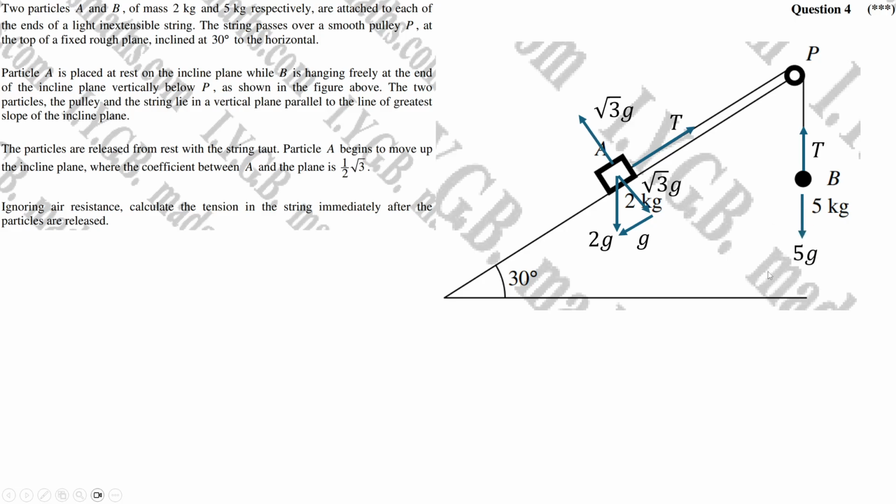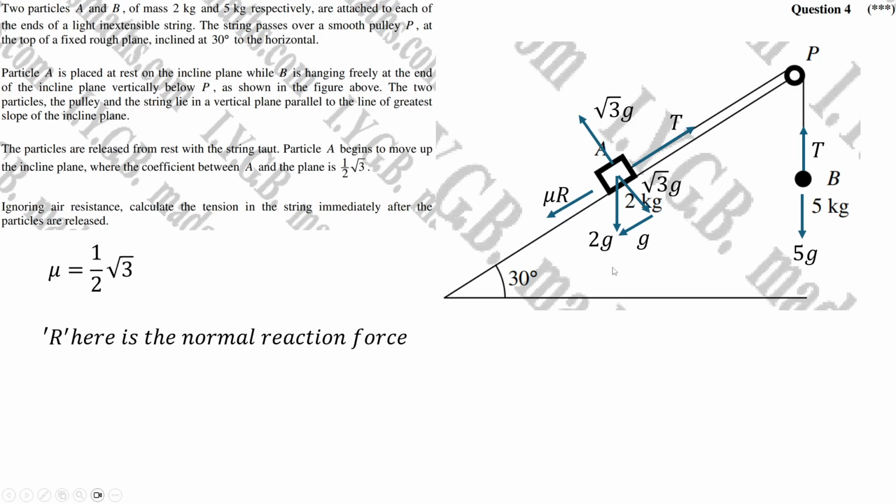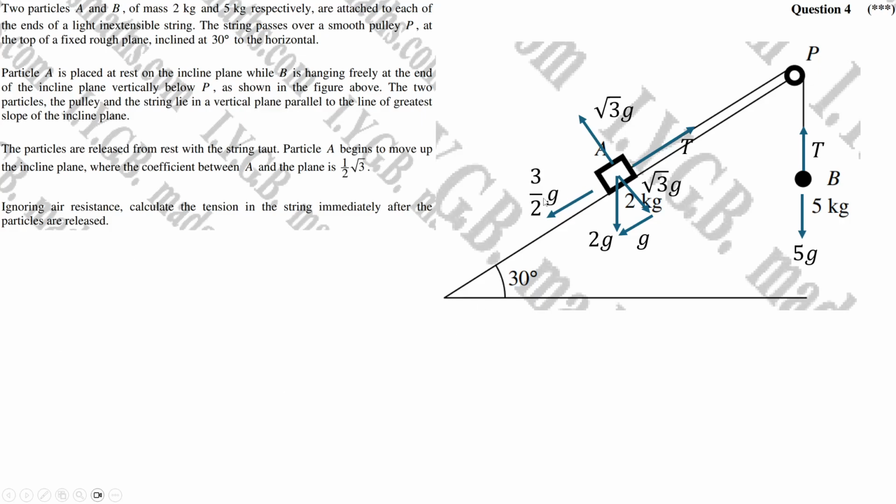Okay, and then here we've also got a 5g, which I didn't put earlier for some reason. We've got friction, because this is a rough plane, it says somewhere. Yeah, so fixed rough plane. So we've got friction here, and friction is just written as mu R, where R here is the normal reaction force, which is root 3g, and mu is just the coefficient of friction. We're told that the coefficient of friction is a half root 3. So mu R, or the frictional force, is just half root 3 multiplied by root 3g, which just gives us 3 over 2g. So you can just replace this here with 3 over 2g.